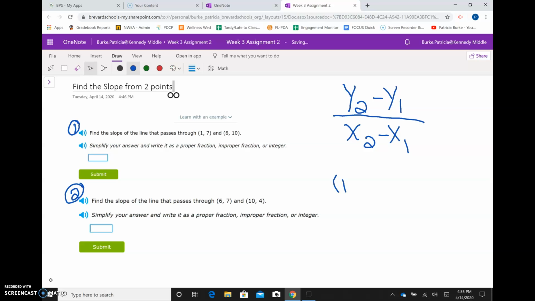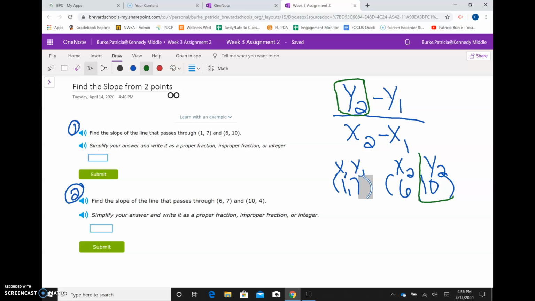Okay, so you have your 2 points. You have 1 and 7. We'll call that x1 and y1, and you have 6 and 10. We'll call that x2 and y2. Let's change colors just for the fun of it. All right, so let's fill in our blanks. First, we're going to start with our y2. Our y2 is right here, and that is 10. Minus y1. y1 is 7, so we're going to subtract 7.